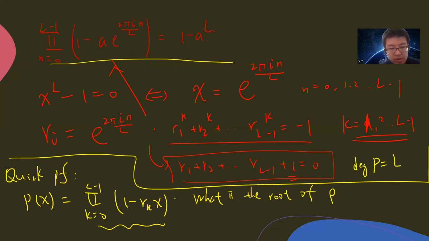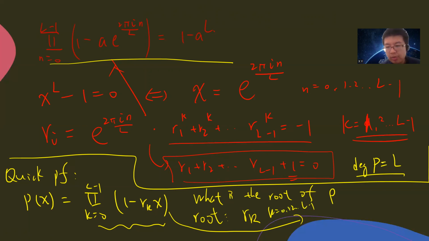Degree p is L, and what are the roots? The roots are just r_k, because this is just r_k inverse. You can check that the roots are just r_k, because if you multiply by this, you simply rotate the roots. So this guy's roots must be r_k, for k from 0 to L minus 1, and it must have degree L. The leading coefficient is 1, so this must be 1 minus x to the L. Then plugging in x equals a will give you the answer. That's it. See you guys in the next videos.